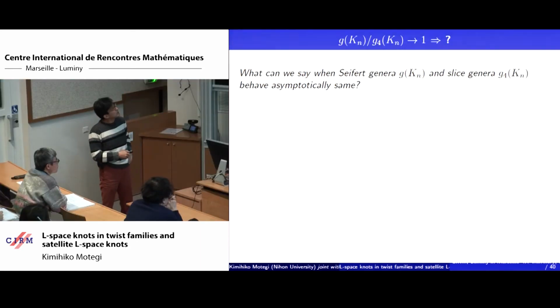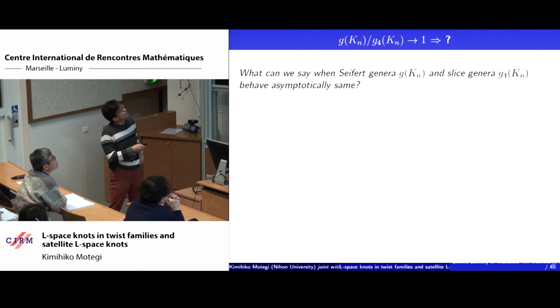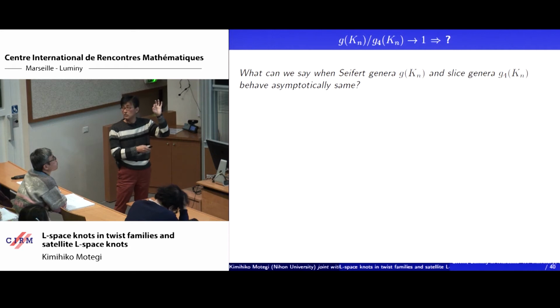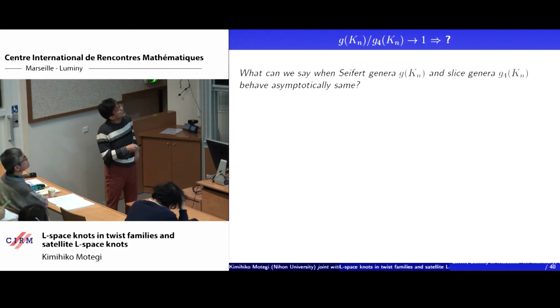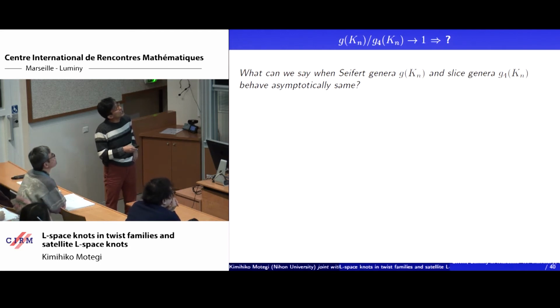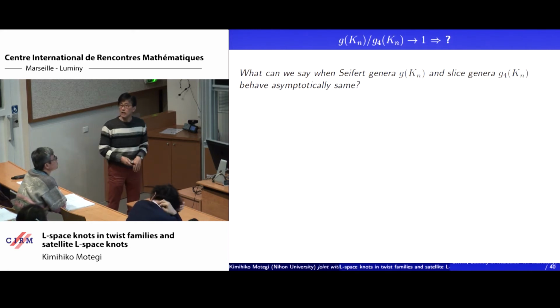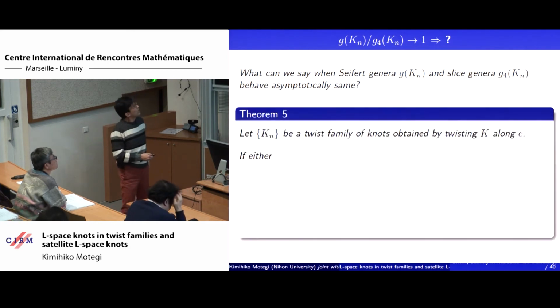So we are interested in a very specific case, namely when the ratio tends to 1, the smallest value. In other words, in this case, the Seifert genus g of Kn and the slice genus g4 of Kn behave asymptotically the same. Then in such a situation, what can we say? And actually we can answer this question.